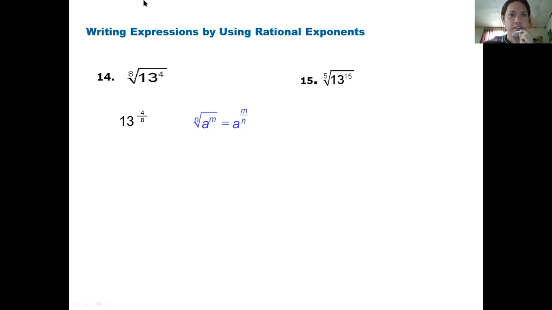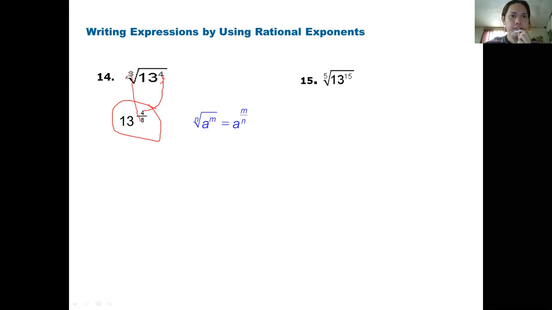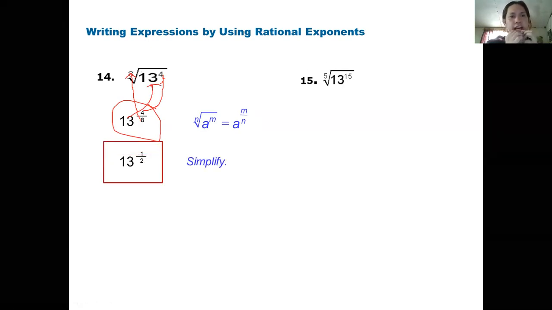I want you to look at the pattern, and also this one. Just be guided by the arrows. Next, let's proceed. To simplify, we have 13 to the power of 1 half. So easy, right? 4 over 8, of course, can be simplified into 1 half.